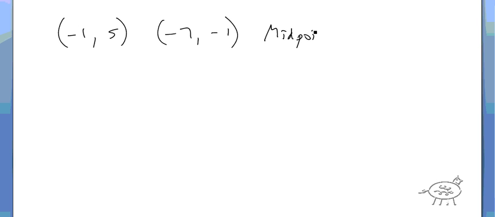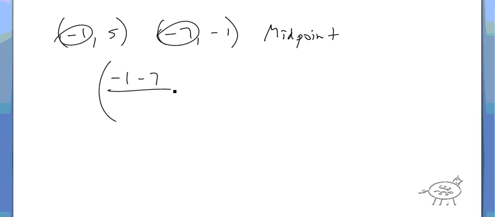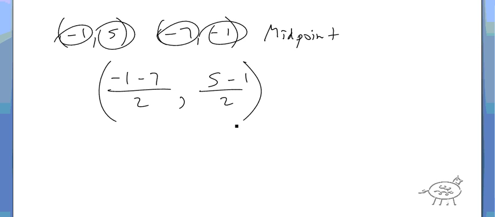So let's just start out with the problem here. Negative 1 comma 5 and negative 7 comma negative 1. And I want you to find the midpoint. Okay, well, it's the average of the x's. So you literally take the x's, negative 1 minus 7 over 2, comma, y's, 5, and it's really plus, right? It's saying negative 1 plus a negative 7 or negative 1 minus 7. So basically you just stick with the sign. So this next one is 5 plus a negative 1, or 5 minus 1 over 2.